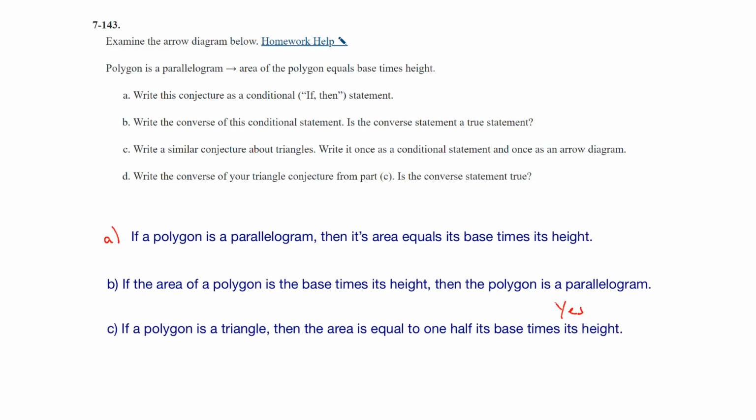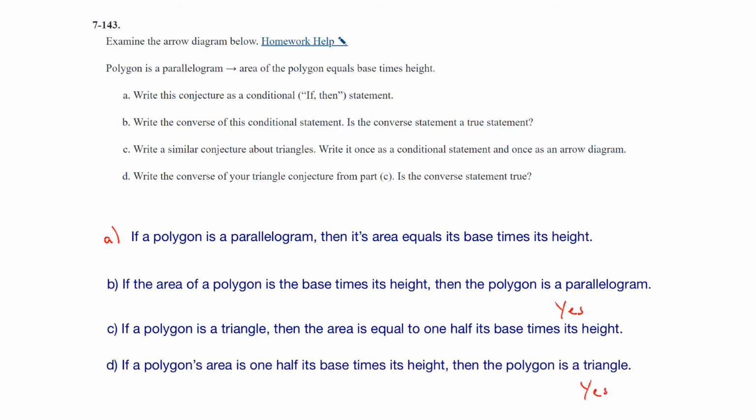And then on part D, write the converse of your triangle conjecture from part C. Is the converse true? So once again, we'll just switch it. If a polygon's area is 1/2 its base times its height, then the polygon is a triangle. And once again, that will always be true as well. And so the converse is true as well.